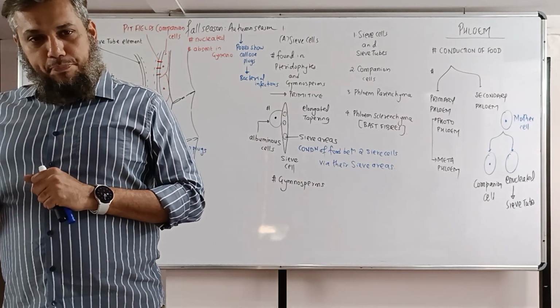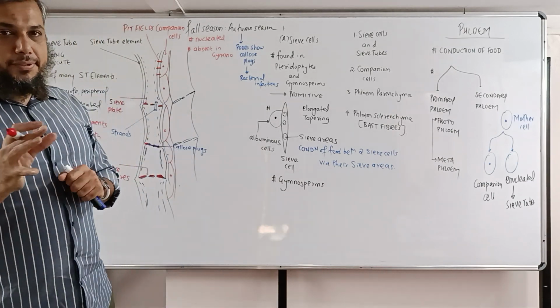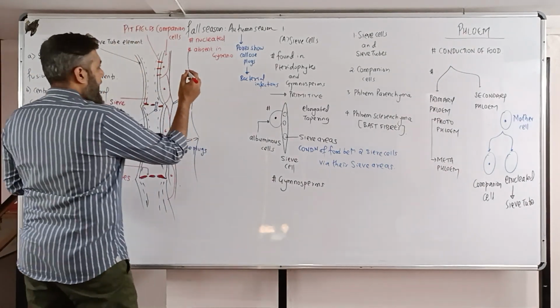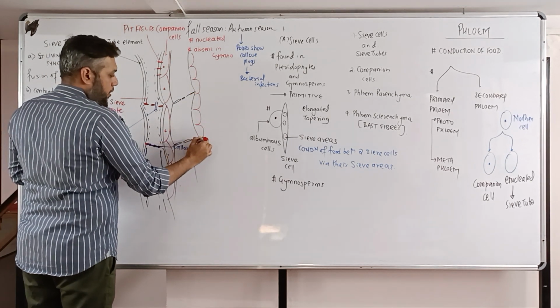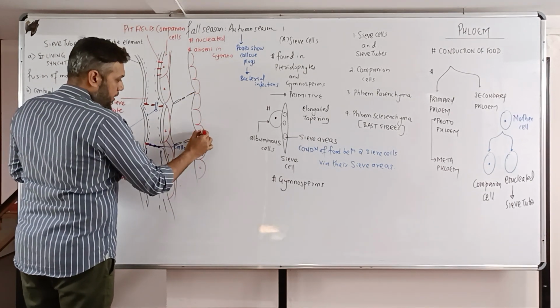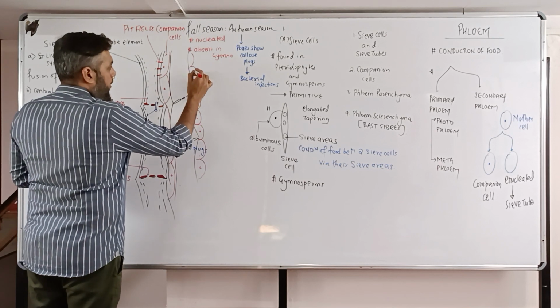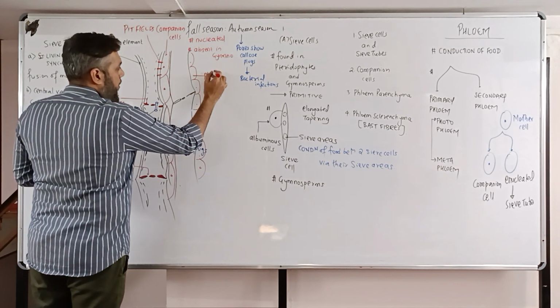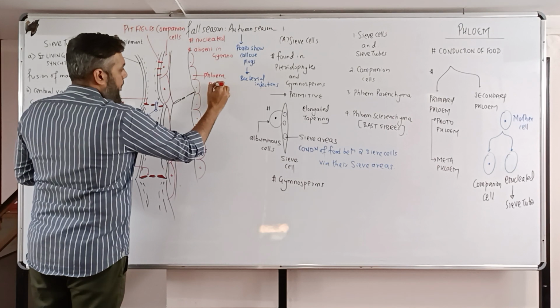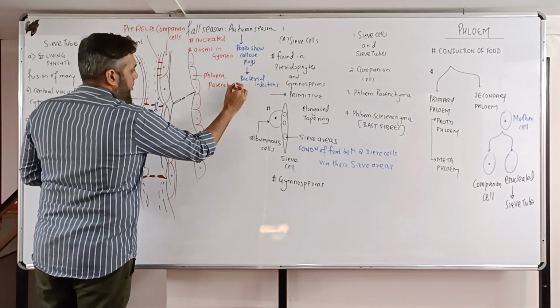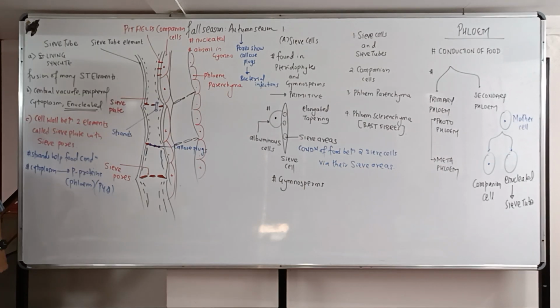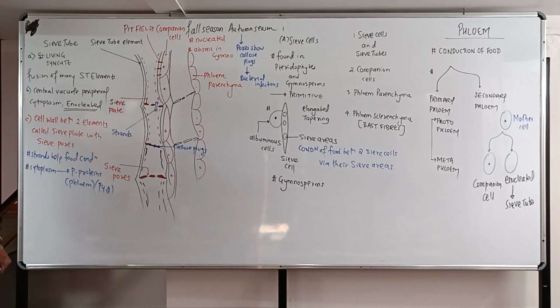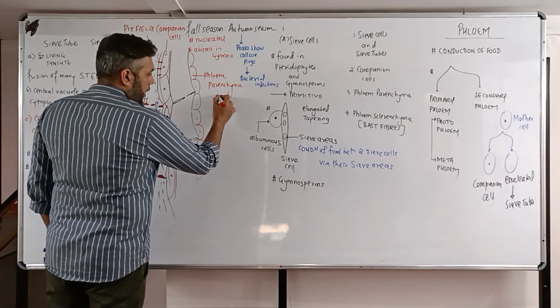So where was I? Look at this cell. Do you see this red cell, children? This cell is the phloem parenchyma. What is this cell? Phloem parenchyma. And this phloem parenchyma will help to do what? Storage.